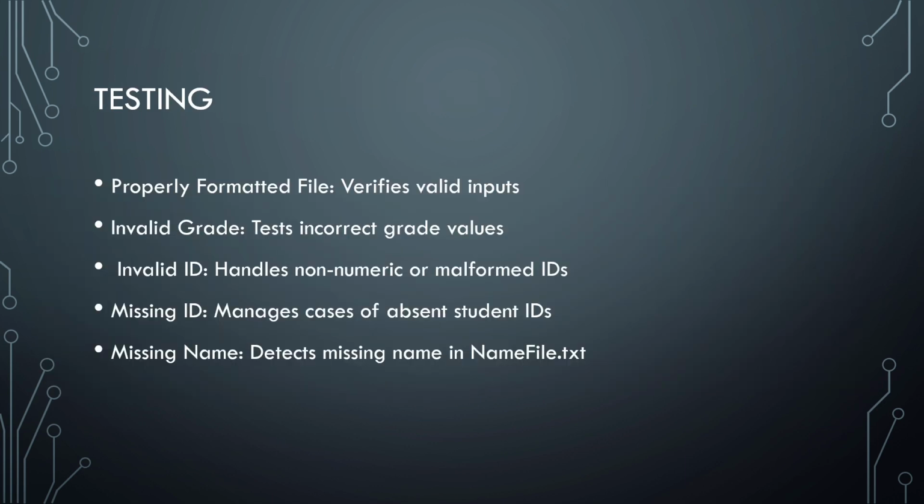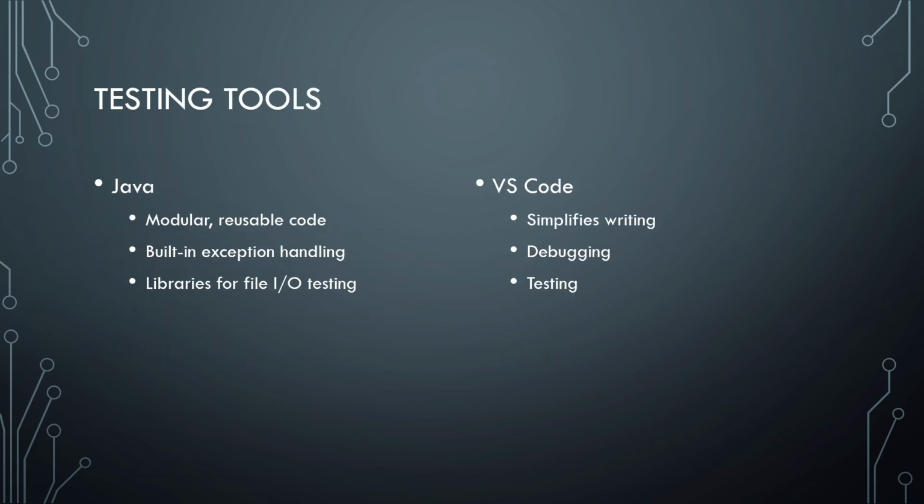So as for testing, our testing covered these conditions: properly formatted files, invalid grades, invalid IDs, missing IDs, and missing names. This ensured the program handles both valid and invalid scenarios effectively. And as for tools, the project was implemented using Java, chosen for its modularity and built-in exception handling. We used the VS Code IDE to simplify coding, debugging, and testing.